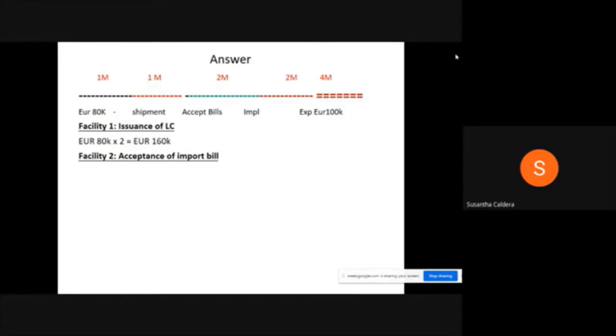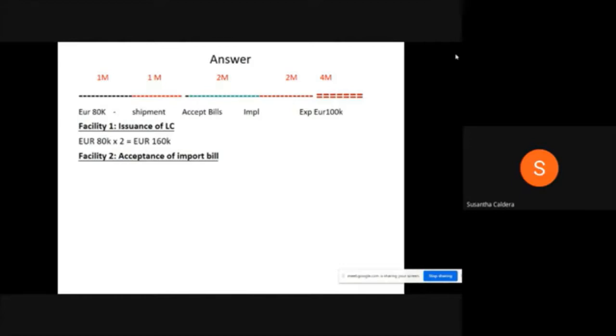Into 210. Okay, issuance of usance LC, 90 days usance LC. Issuance of 90 days usance LC. That's what you asked me, no? Yes, sir. Yeah, right, okay. Then acceptance of import bill. Then what is the answer?